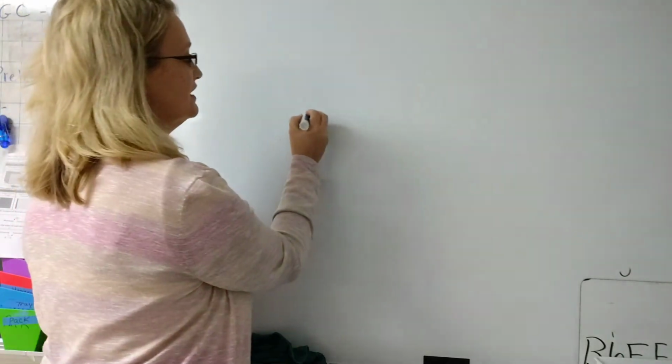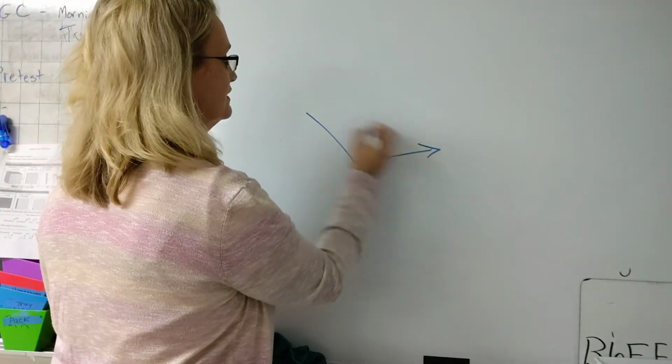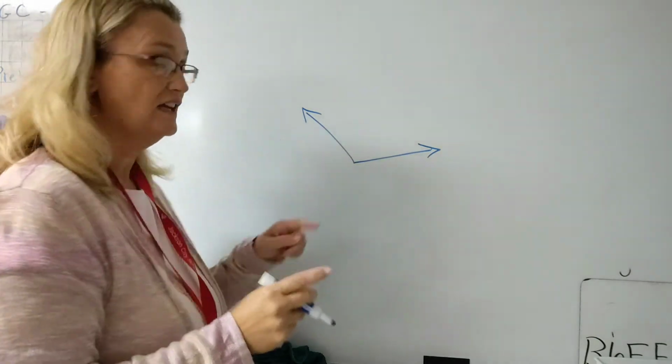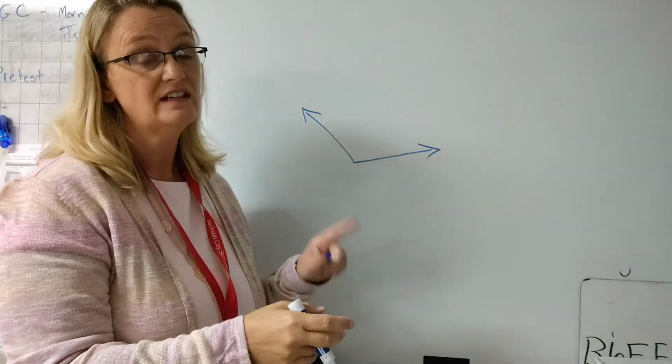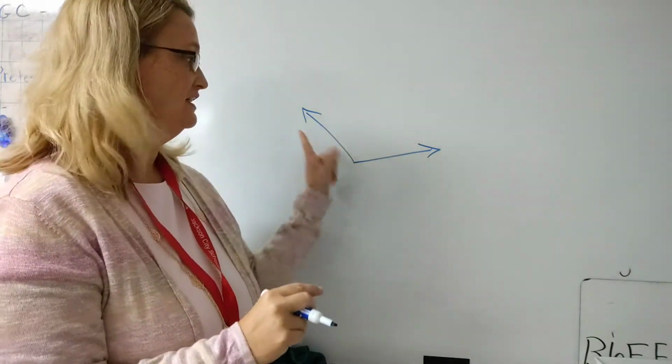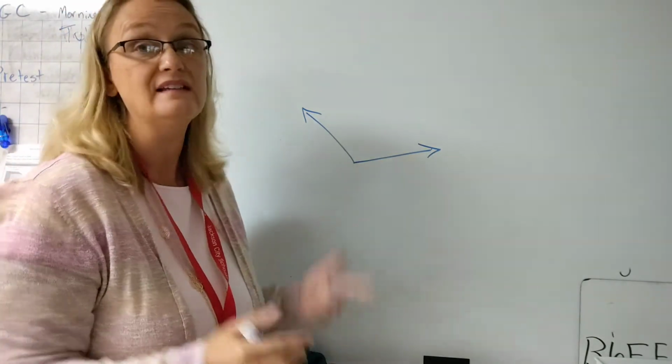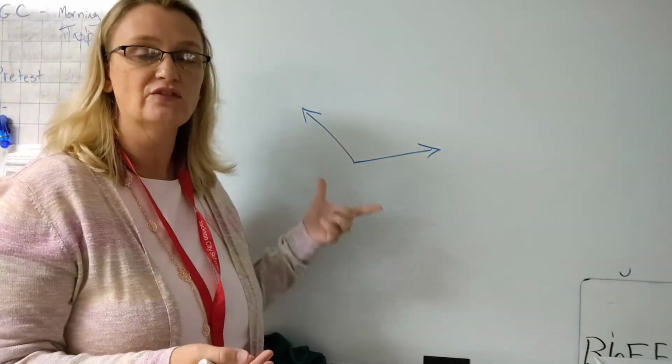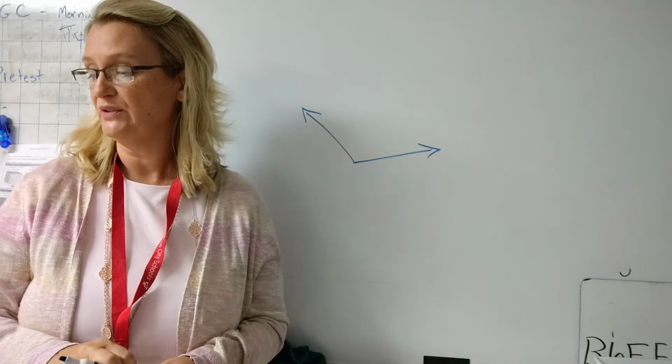The angle looks something like this. Okay, it's not a cute little one. It's not right up and down. It's obtuse. It's big. It's open. It's over 90 degrees. So that one was obtuse.